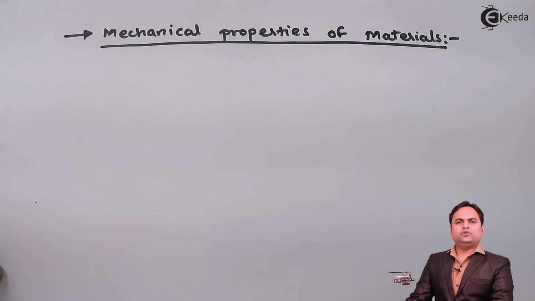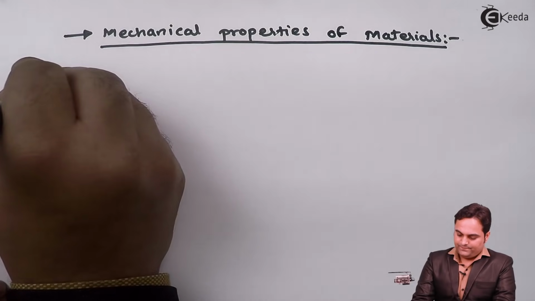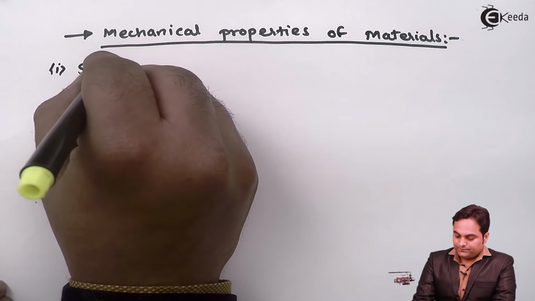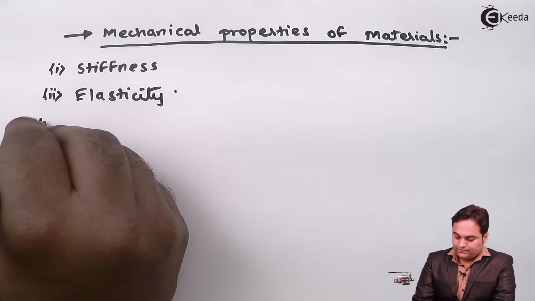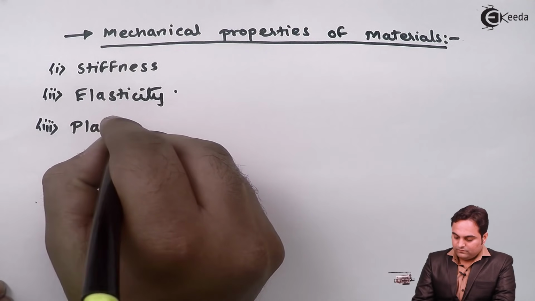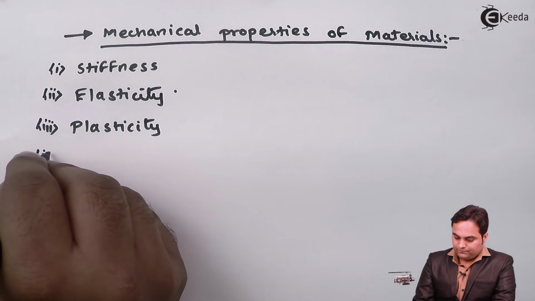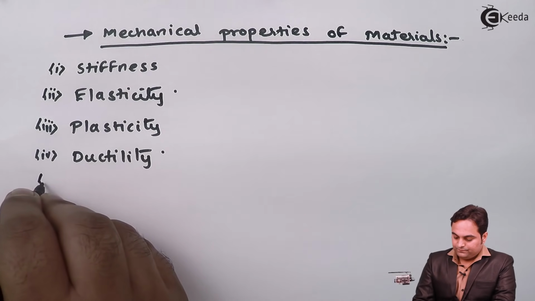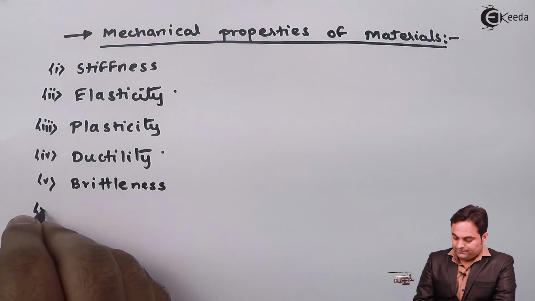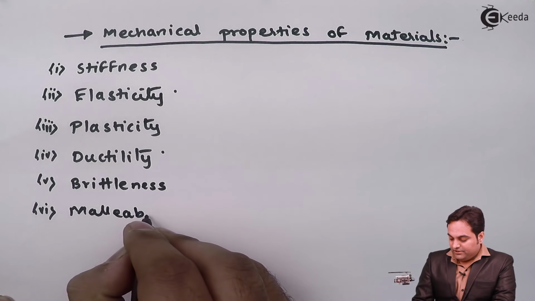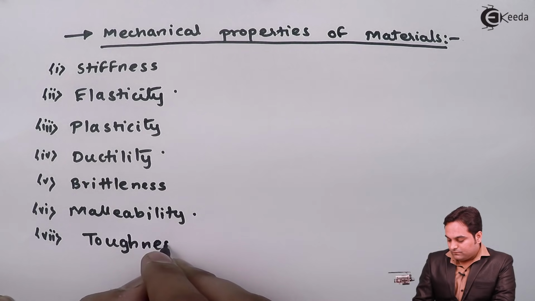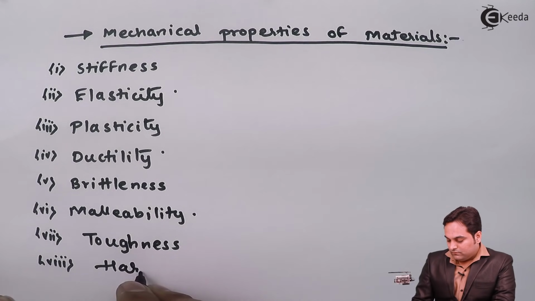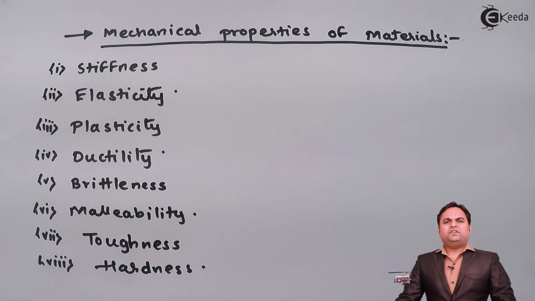Some of the common mechanical properties, or we can say mostly preferred, are stiffness, elasticity, next we have plasticity, ductility, brittleness, malleability, toughness, and hardness.